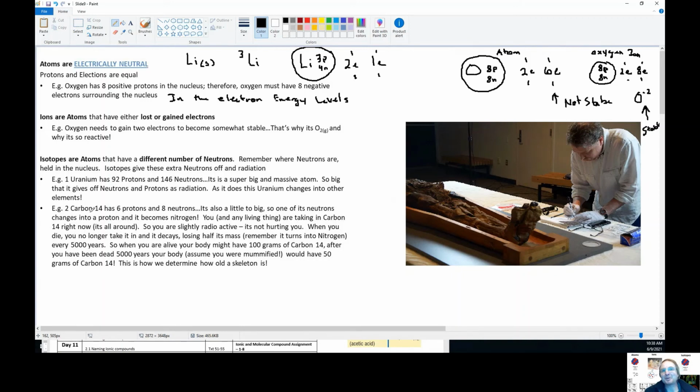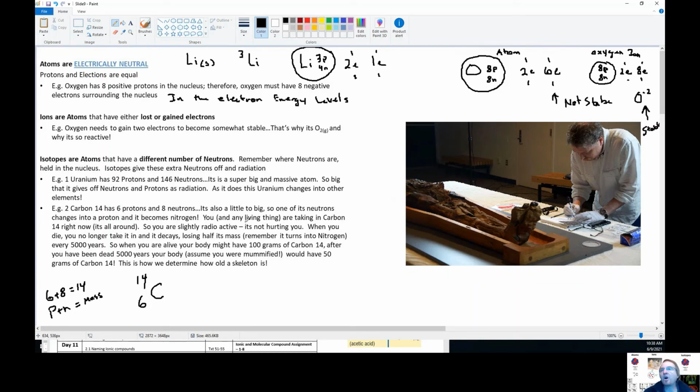Another isotope, I promised I'd talk about this, carbon-14. Good old carbon-14, right there. That's how to write it. Mass is 14, so 6 protons, therefore 8 neutrons, right? 6 plus 8 is 14, that's where that comes from, your protons plus your neutrons give us our mass. So it's just a little too big, and one of its neutrons changes into a proton and it becomes nitrogen. In doing this, it gives off a bit of radiation.